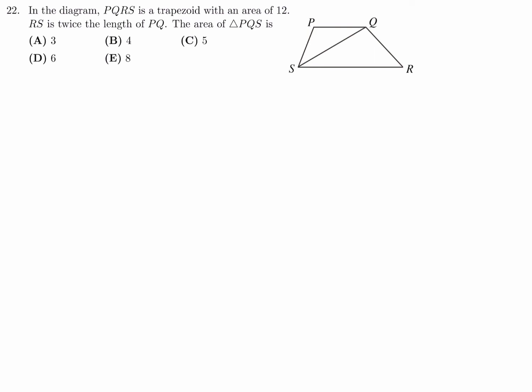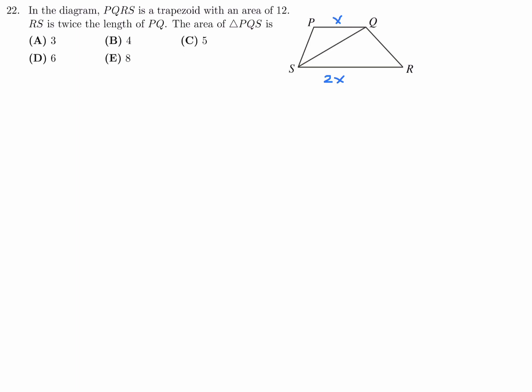In the diagram, PQRS is a trapezoid with an area of 12. RS is twice the length of PQ. The area of PQS is. Okay. So, first and foremost, we have to label this. RS, I'll call 2x. And that means PQ is just x, right? Because they are saying RS is twice the length of PQ.